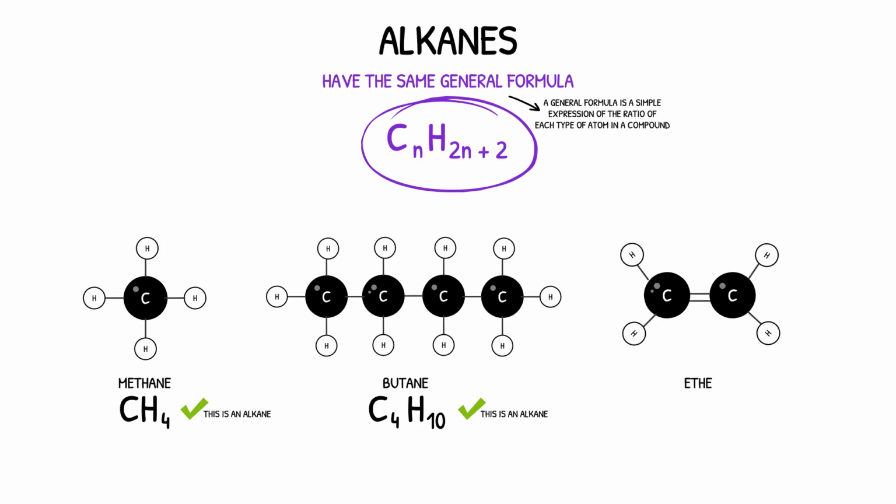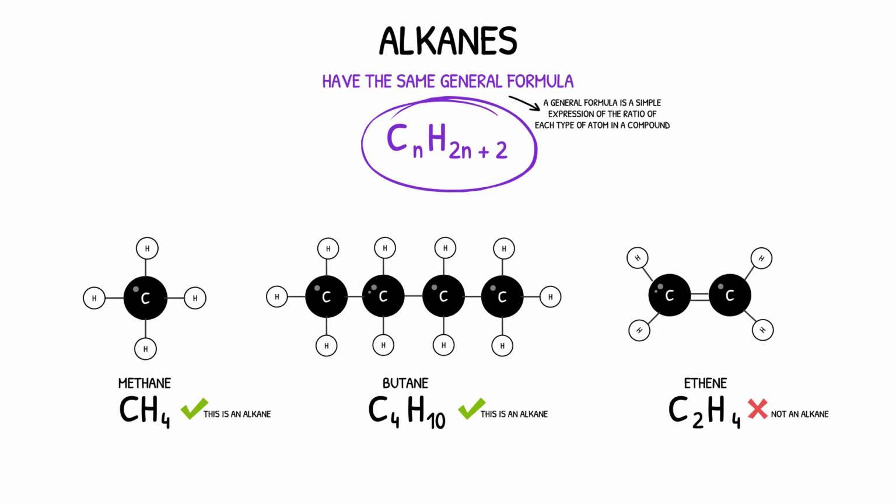However, ethene has the chemical formula C2H4. There are 2 carbon atoms in this formula and just 4 hydrogen atoms. This chemical formula does not follow the general formula of the alkanes, and so must belong to another homologous series.